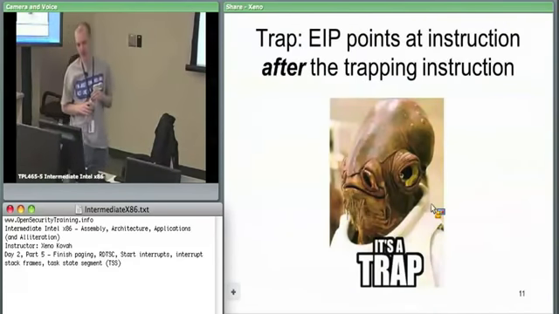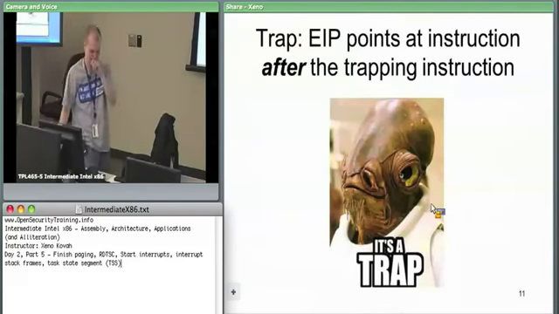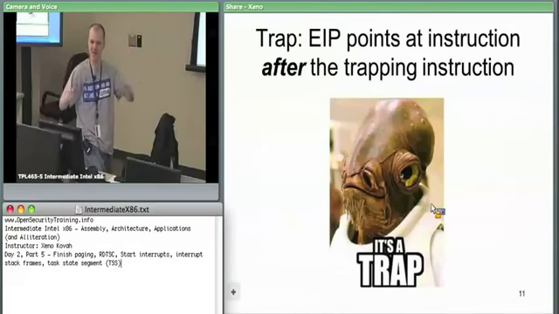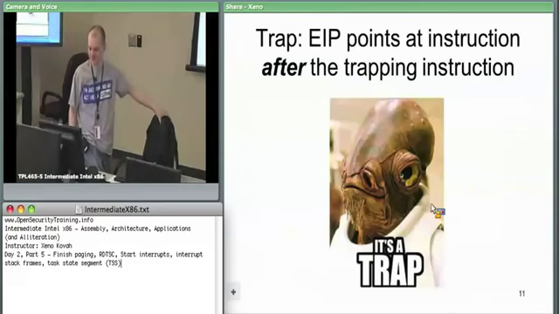Trap. EIP points at the instruction after the trapping instruction, right? It's a trap. You all know that. Can we all? It's a trap. It's a trap. Thank you. Excellent. Saved for posterity. Good job, man. Doesn't matter. You don't need the group to do it.